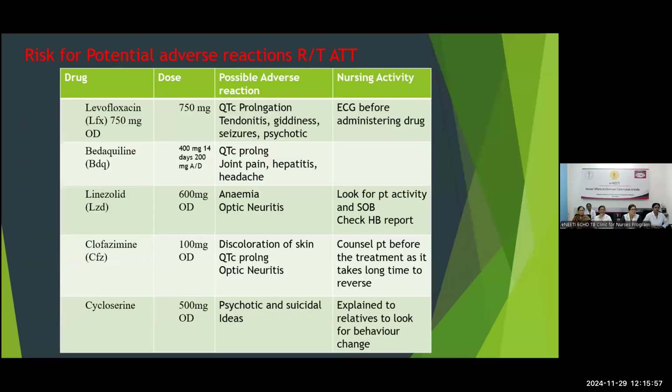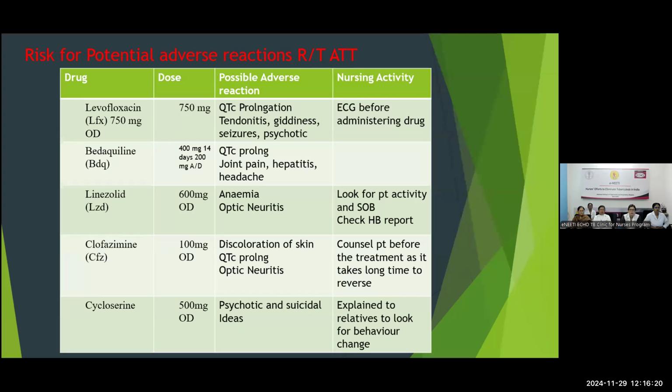Next slide. Now we can see the potential adverse reactions of ATT for multi-drug resistant TB. Levofloxacin: the possible adverse reaction is QTc prolongation, which may lead to arrhythmia, and arrhythmia can lead to cardiac arrest. So it's a very important thing to know.